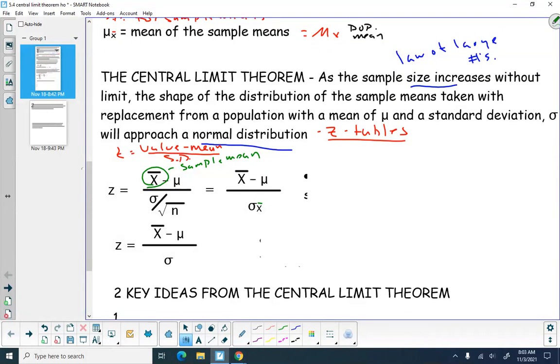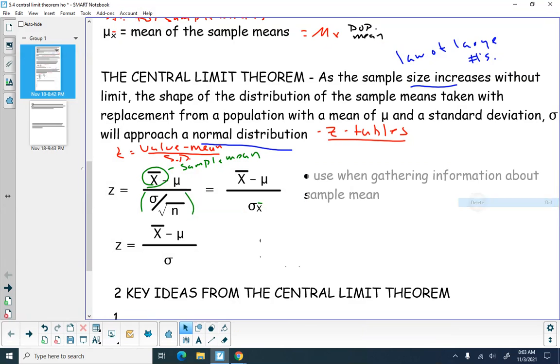This is just changing how we calculate our z-value. Rather than value minus mean divided by standard deviation, we have the sample mean minus the population mean divided by the standard deviation for the sample means, which is your population standard deviation divided by the square root of n. We are just throwing in a division by the square root of n when we're gathering information about the sample means.